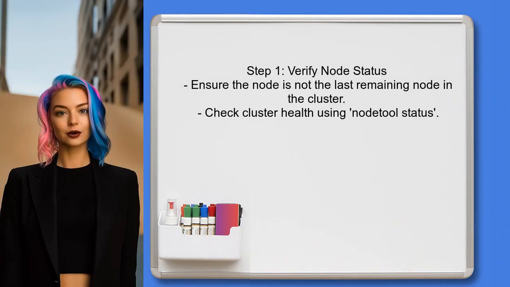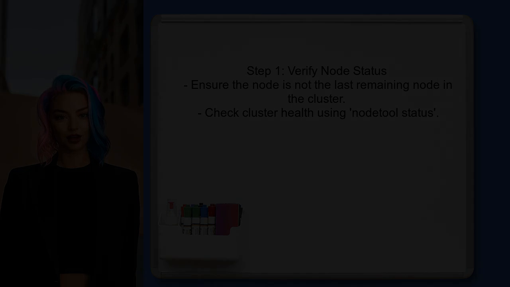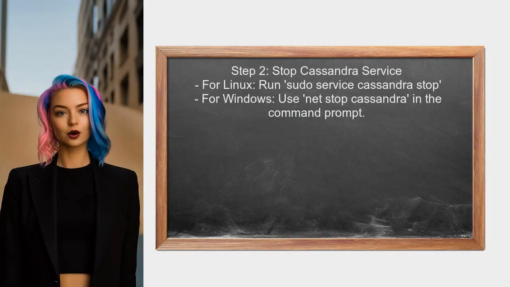To restart one live node in a multi-node Cassandra cluster, the user should first ensure that the node is not the last remaining node in the cluster. This is crucial to avoid losing data or causing cluster issues. Next, the user should gracefully stop the Cassandra service on the specific node. This can be done by using the appropriate service management command for the operating system.